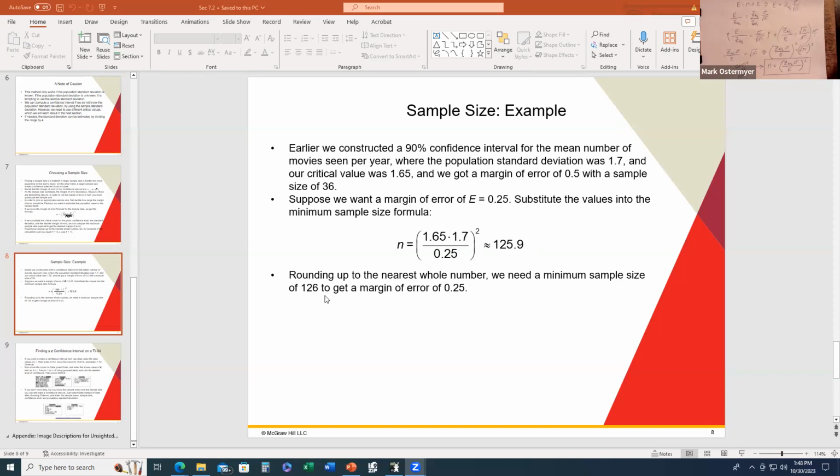Therefore, ladies and gentlemen, if I reach into this parent population and pull out a simple random sample of size 126 or larger, I would be 90% confident that the difference between my sample mean and my unknown population mean would not be any greater than 0.25 units. Everybody understand what we just accomplished there? It's called a sample size problem.